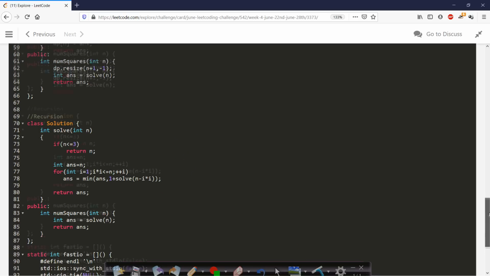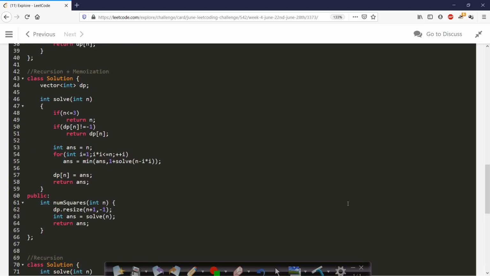Let us now look at the second approach. This second approach is based on recursion plus memoization, which is also DP, using a lookup table. In this case I have used the same recursion code, but this is only checking if the lookup table is already filled, then we will simply return the value. Otherwise we will calculate, and after calculating we will populate our DP table. In this way we can use memoization.